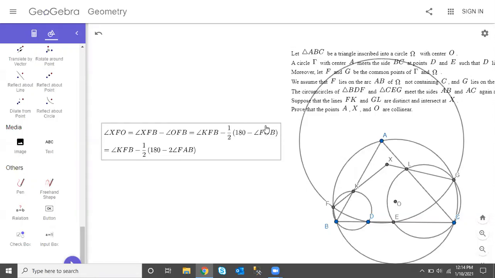Yeah, that's kind of what I'm trying to do. I'm trying to prove that triangle XFG is isosceles through an angle chase. So I guess really I'm trying to show that XFOG is a kite, and then from there it would follow pretty easily.